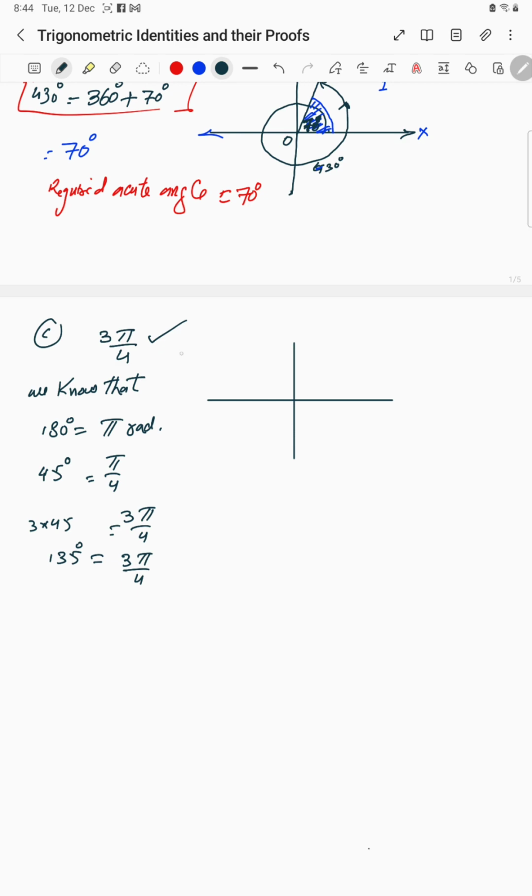So think about where this angle 3 pi by 4 should fall. If you start from the positive axis, I can say 135 is lying here, OP is here. OP is lying here. So this is 3 pi by 4.